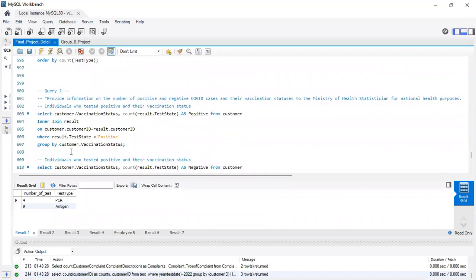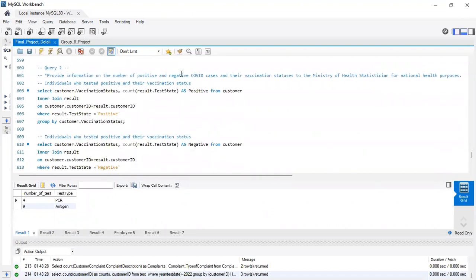So the second functionality of the database says provide information on the number of positive and negative COVID cases and their vaccination statuses to the Ministry of Health statistician for national health purposes. So we are selecting the vaccination status and contrasting it with the COVID test status using an inner join on the customer IDs. The output shows that 3 people who tested positive have been vaccinated and 4 of those who tested positive have not been vaccinated. We also see that of those who tested negative, 4 of them have been vaccinated and 2 of them have not been vaccinated.